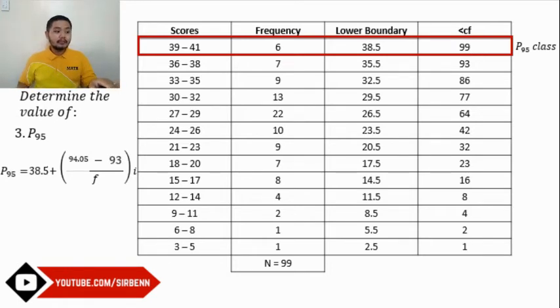And that would be 93. Yung frequency ng ating class, that is 6. And yung interval, again, hindi magbabago yan unless magbago yung given natin. So, 3 pa rin yan. So, i-solve na muna natin yung ating numerator.